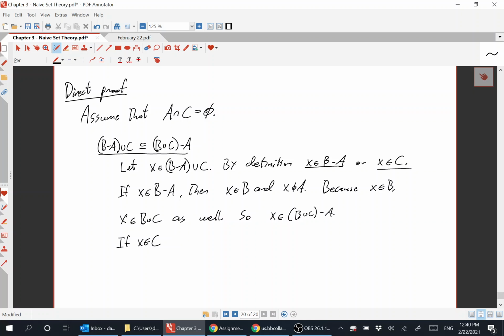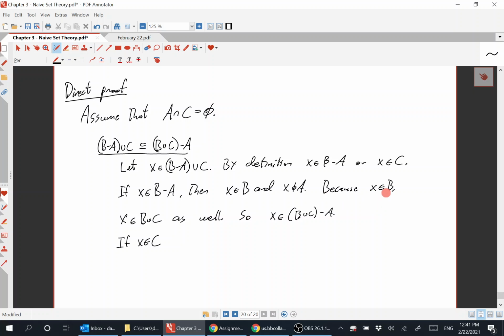So when you have this or situation, it means one is true and the other is false, or one is false and the other is true, or they're both true. Okay, but you don't know which. So all you can do is take them one by one. Well, okay, let's take the first one. Assume that x is an element of B minus A. If x is an element of B minus A, then by definition, x is in B and x is not in A. Okay, here, pay attention to this.